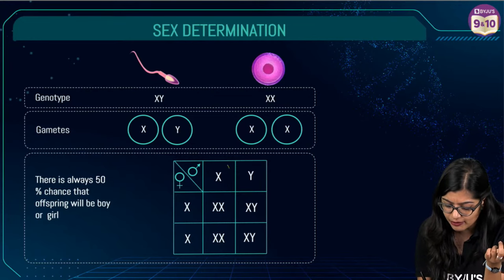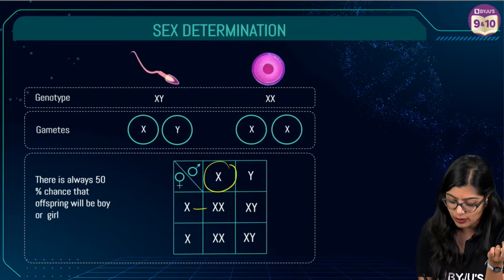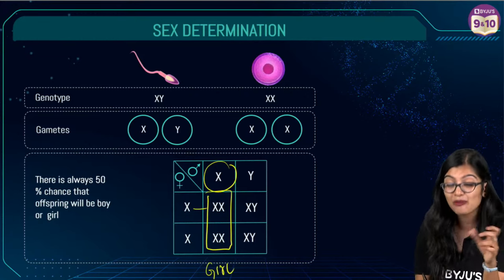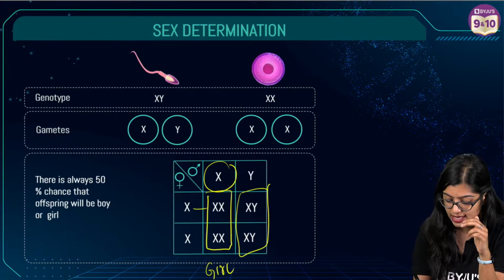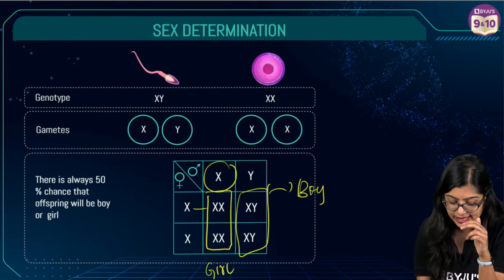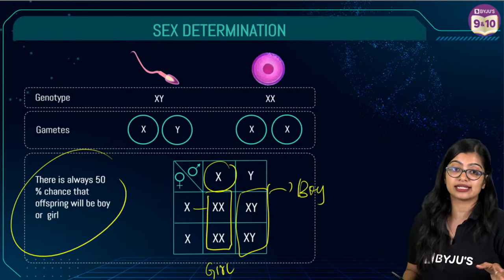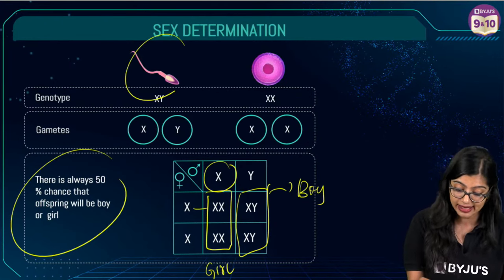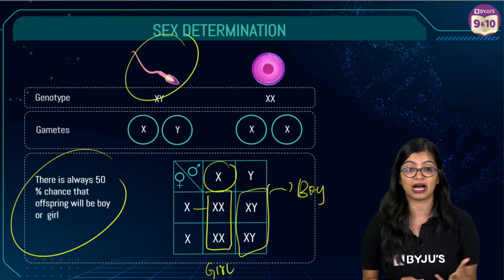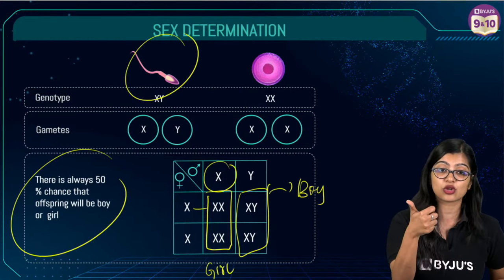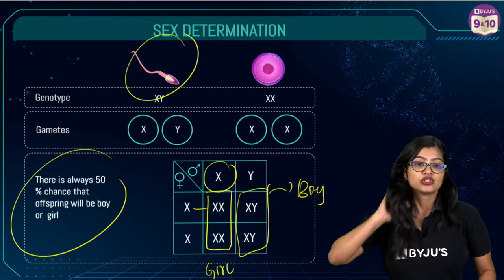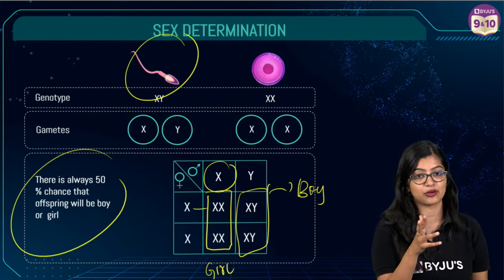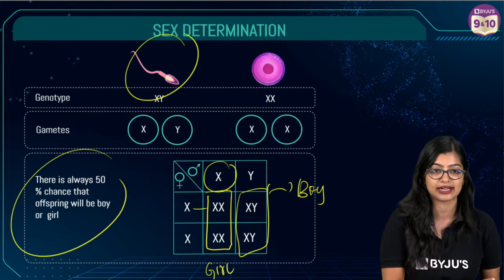So if a sperm with X fuses with an egg, we will get XX, that means a girl. But if a sperm with a Y chromosome fuses, then we will get a boy. So there's always a 50% chance that it would either be a girl or a boy. The sex of the young one is determined by the sex chromosome in the sperm. Now I have a question with which I will explain blood grouping.